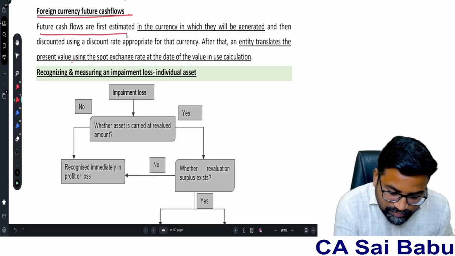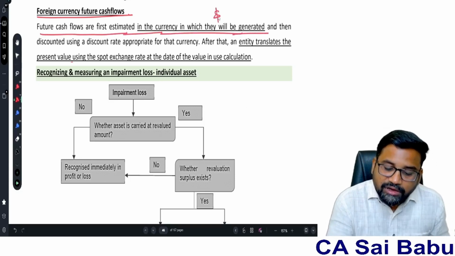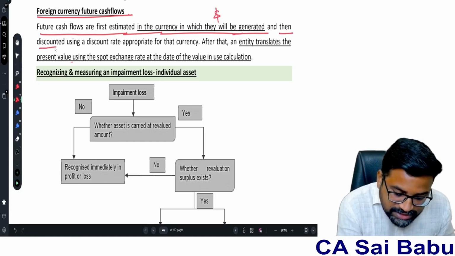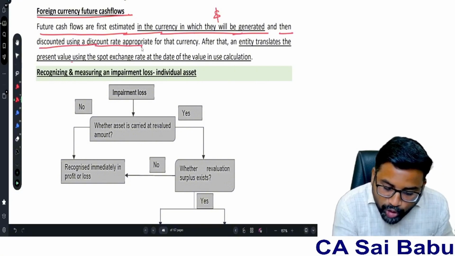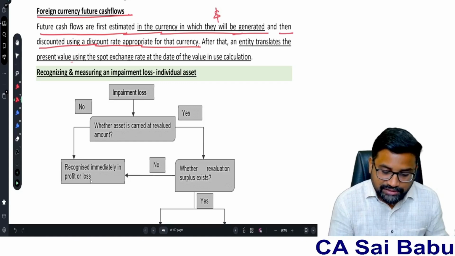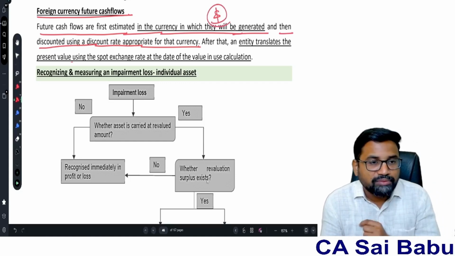Here, future cash flows are first estimated in the currency in which they will be generated. For example, our future cash flows are in dollars, and then discounted using a discount rate appropriate for that currency. Convert them into the present value first. Don't convert them into rupees first, because we have a separate problem for this.